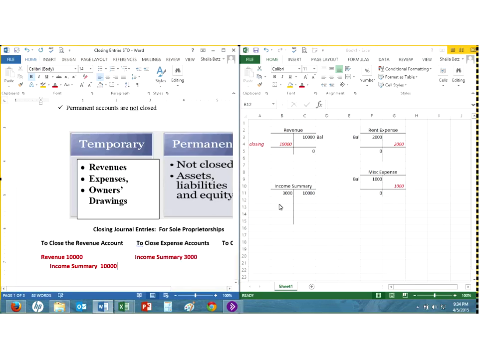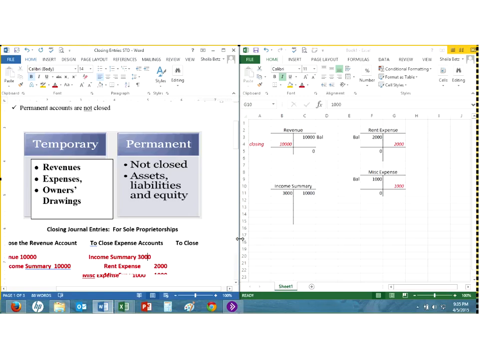And when I close out expenses, as I mentioned, I can only credit expenses to close them out. Now, I can't just write one big expense and credit it for $3,000. I have to list each of these accounts individually to properly close them out. So I will credit rent expense and miscellaneous expense for the dollar amounts and move them to income summary. The sum of rent and miscellaneous is $3,000, for $3,000.